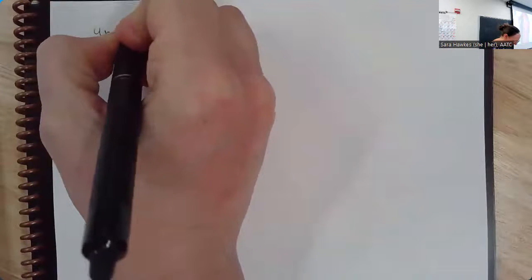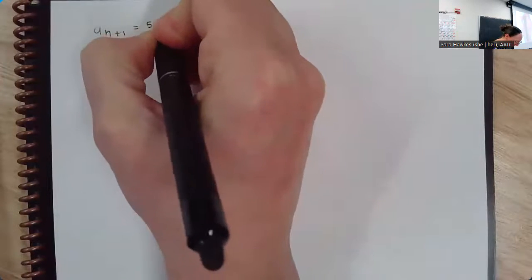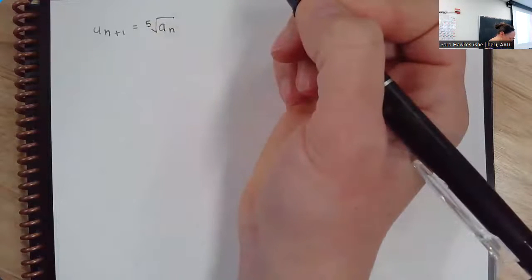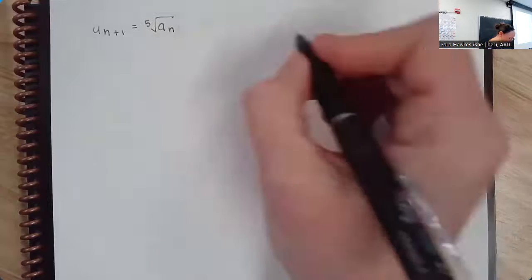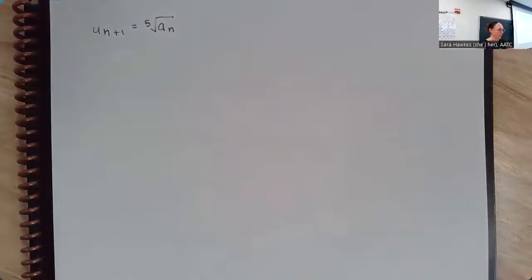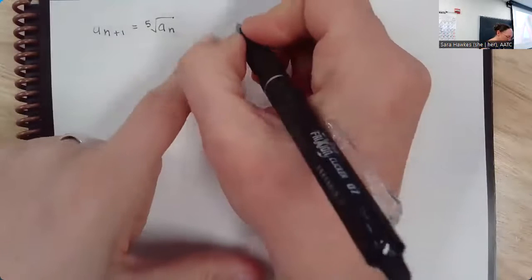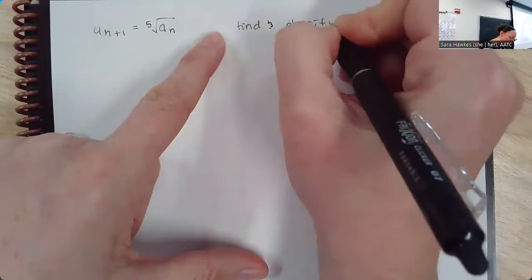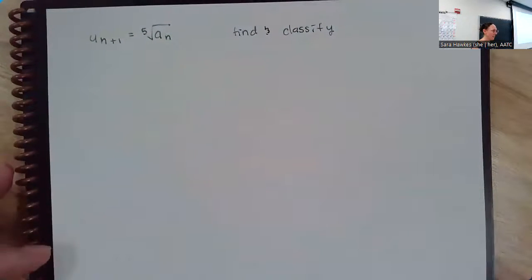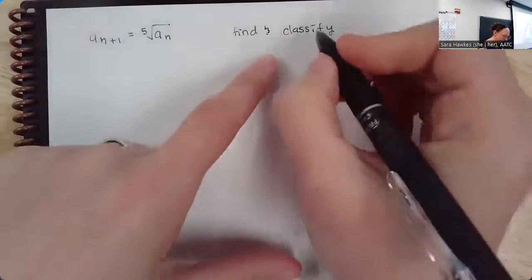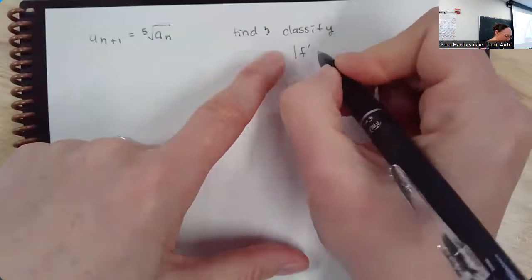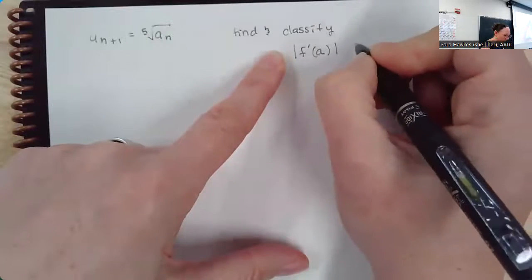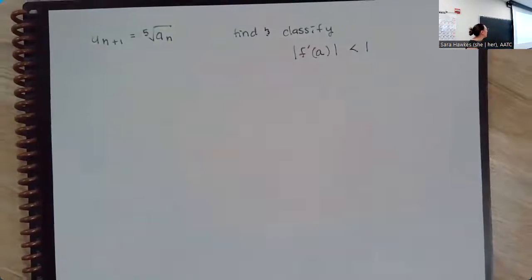So a sub n plus 1 is equal to the fifth root of a sub n. And so we're looking for the equilibria and then classifying them. So find and classify the equilibria. This gets back to that idea of the stability criterion. When we go to classify, that's where we're looking for the derivative at our point. What is it relative to 1?